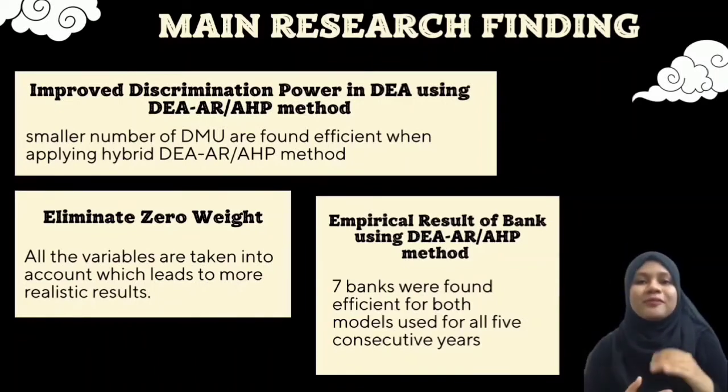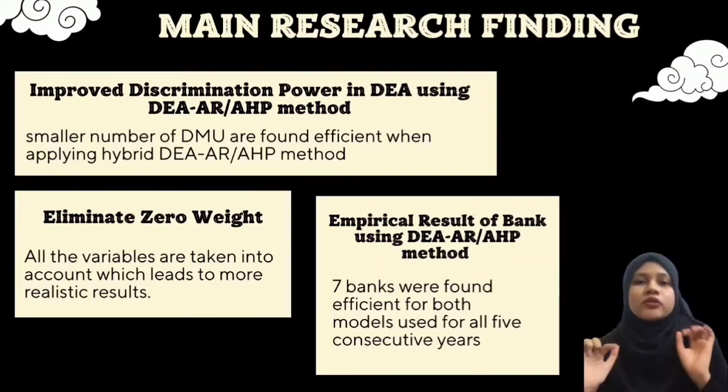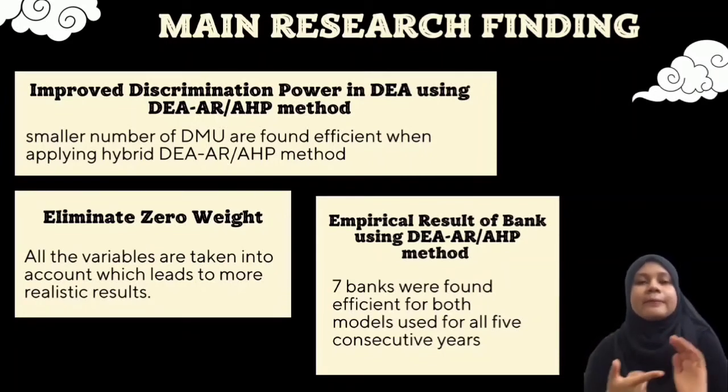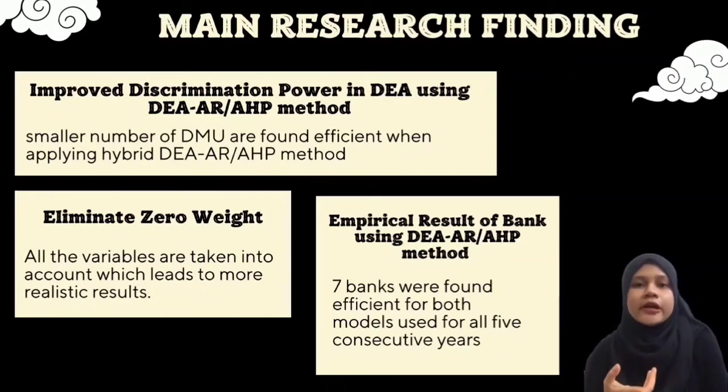The last one is the empirical result of banks using the DEA-AR AHP method. 7 banks were found efficient for both models used for all 5 consecutive years. They are United Overseas Bank Malaysia Berhad, CIMB Bank, India National Bank Malaysia Berhad, Citibank Berhad, Reserve Bank Malaysia Berhad, Mizuho Bank Malaysia Berhad, and Public Bank Berhad. Inefficient banks should learn the practices of the efficient banks to improve their efficiency.